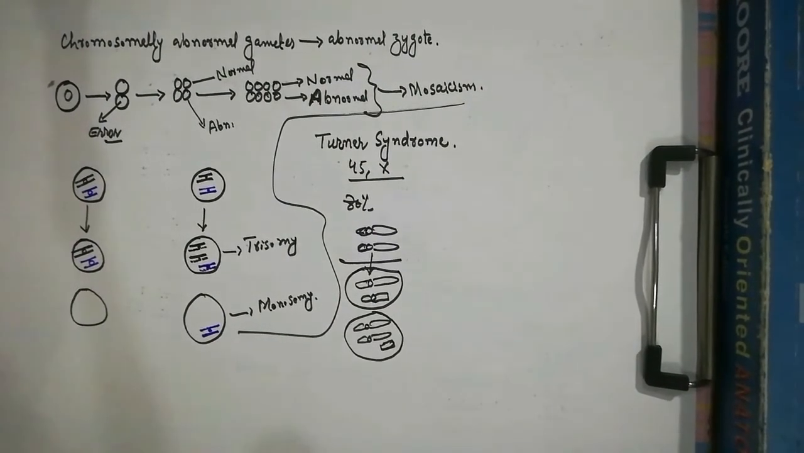Overall, the risk of chromosomal abnormalities is very much increased when the age of the mother is more than 35 years. So the ideal maternal age for reproduction is from 20 to 35.